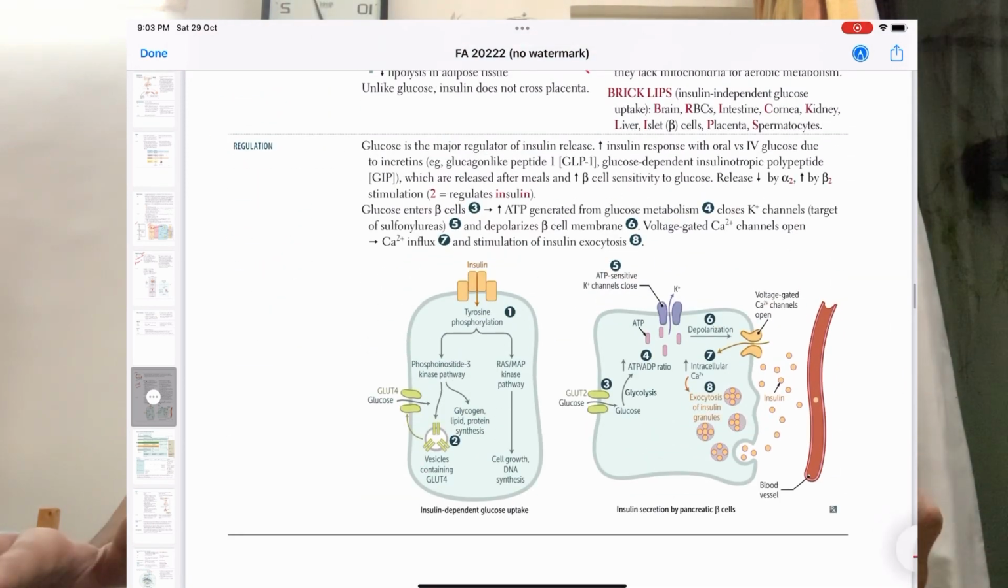These two diagrams are very important. Ninja Nerd has beautifully explained them. You can easily see that. Alright? Each and every piece of information here is very important in insulin.